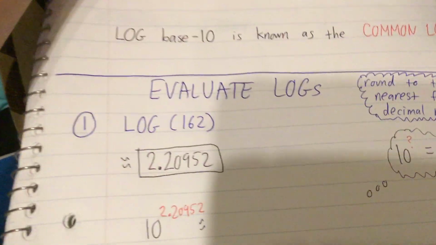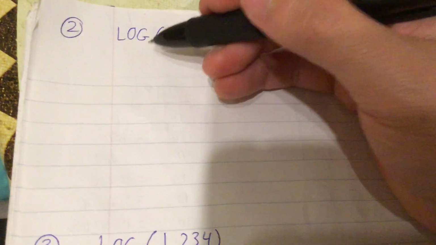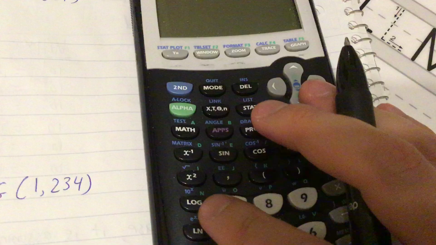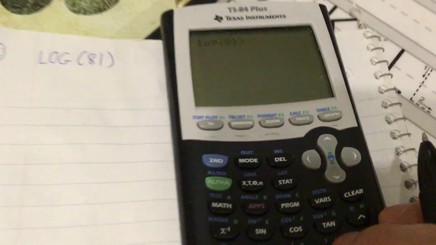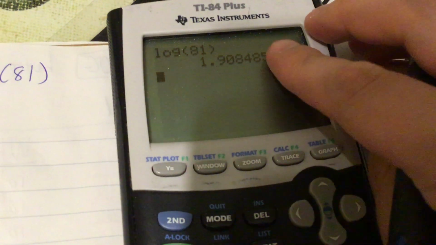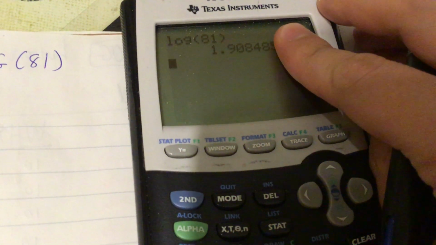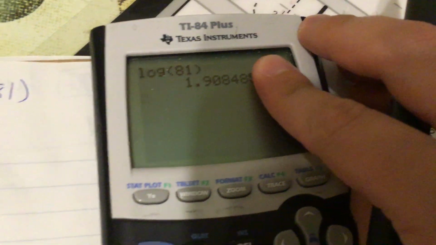So when we don't have a base, it's automatically base 10. So let's do these two problems just to show that we know how to use the calculator. So log of 81. Well, remember, there is no base given, so it's automatically base 10. Well, luckily for us, our calculator knows base 10. Log of 81. So that's 1.90848. And remember, that's a 5 on the 6th decimal place, so I'm going to round that up to 1.90849.